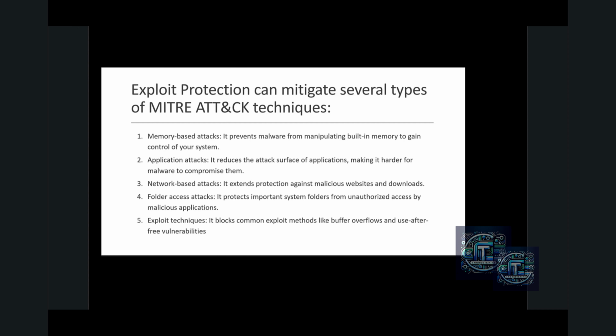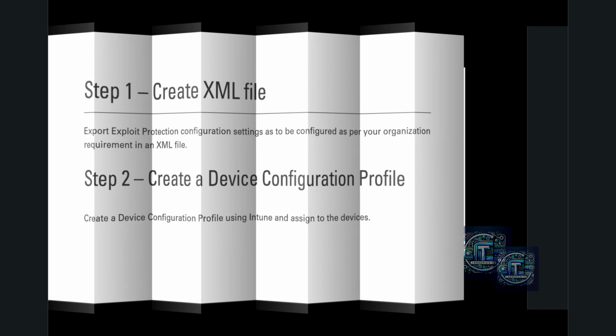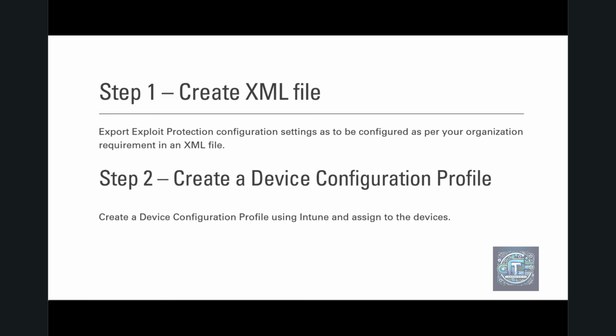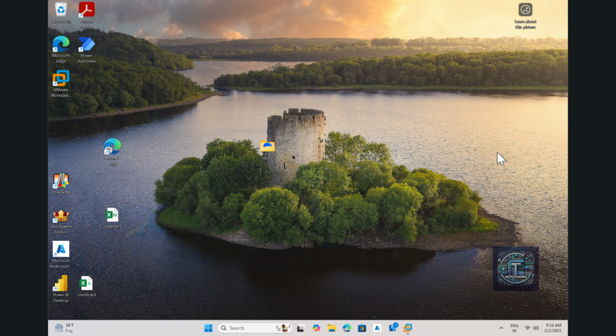Let's go ahead and see how we can configure exploit protection on our Windows devices using Microsoft Intune. There are two steps involved in deploying a device configuration profile for exploit protection using Intune. The first thing we need is to create an XML file with all the desired settings that we want to implement as per our organization policy. And step two includes creating a device configuration profile in Intune and assigning it to the devices. Let's go ahead and create an XML file.